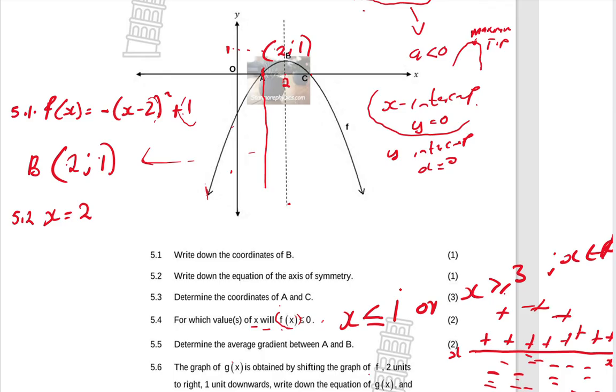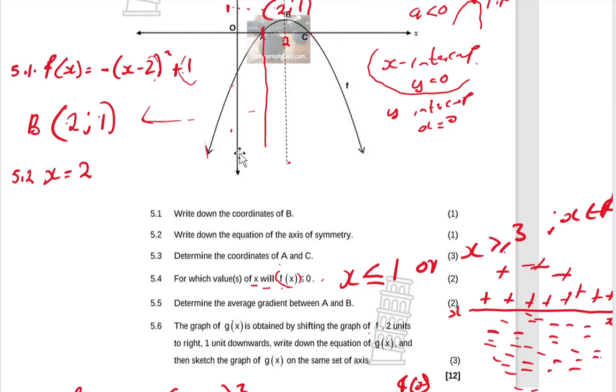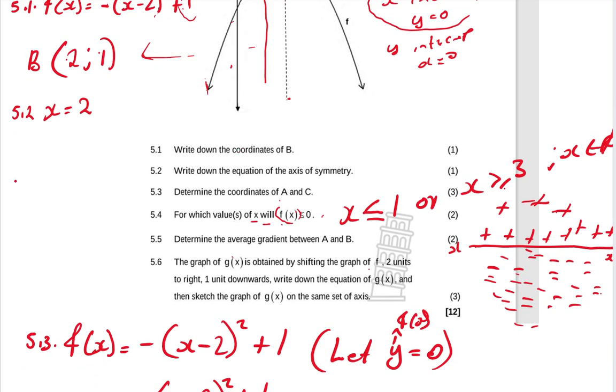Let's go and answer. Determine the average gradient between A and B. Let's determine the average gradient. Let's write it here, it is 5.5. You see, the formula of the gradient is m equals y2 minus y1 all over x2 minus x1.